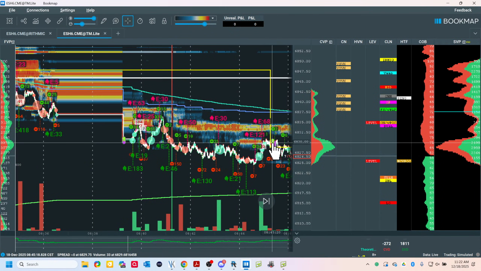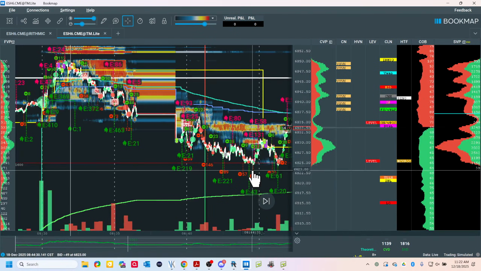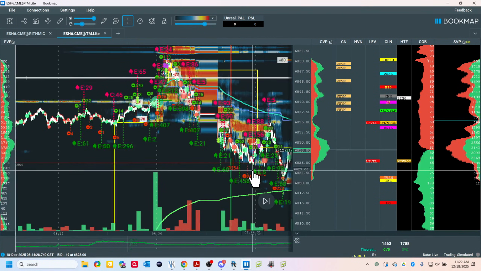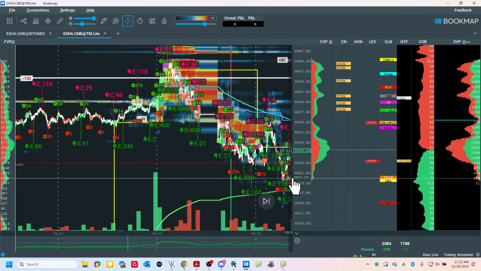VPOC migration. This suggests this is too high, and now the possibility to continue lower. So for me, it's shorts here, and you're going really for this. This was it.